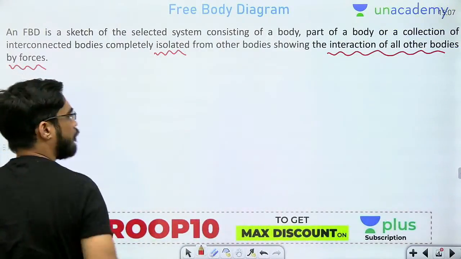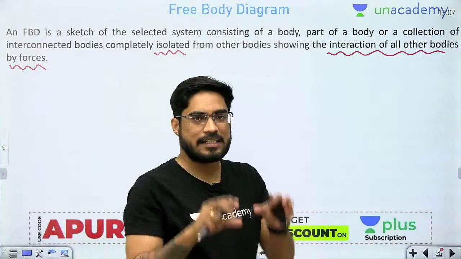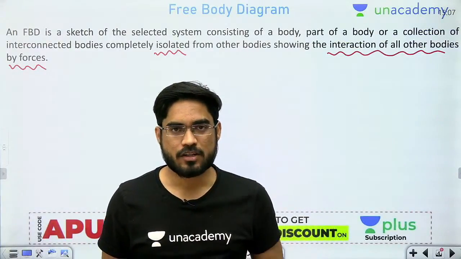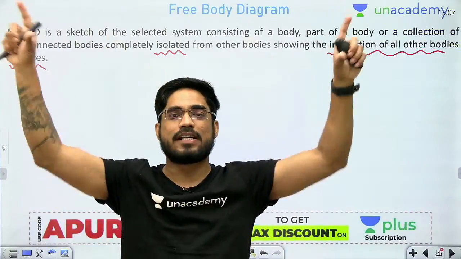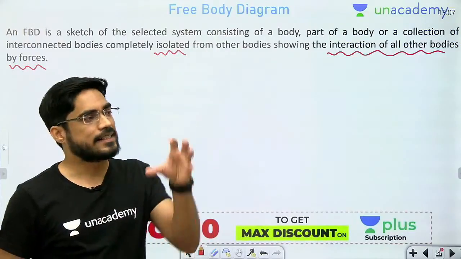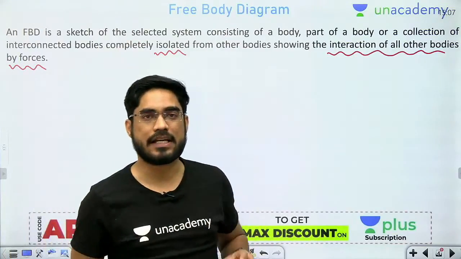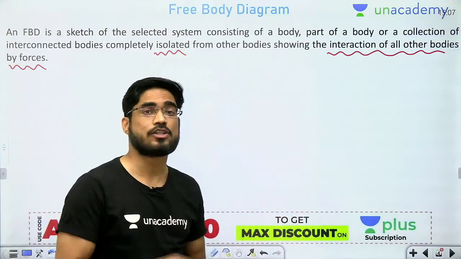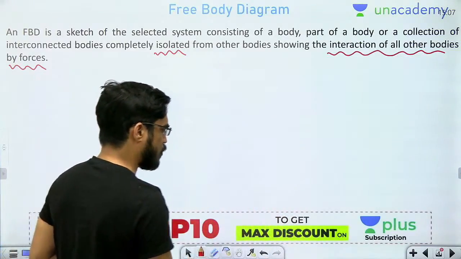बाय मींस ऑफ फोर्सेस. तो बेटा जब किसी बॉडी को बाकी बॉडीज से अलग करोगे तो उस बॉडी का बाकी की बॉडीज के साथ क्या इंटरैक्शन है? What is the interaction between this body and other bodies? That you will show by means of forces. Let me give you an example.